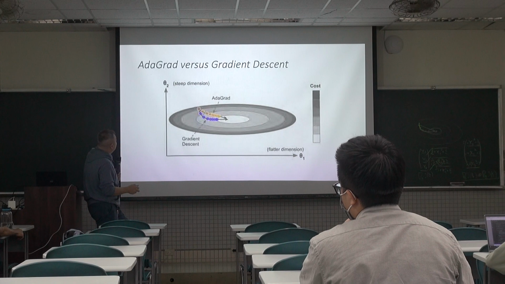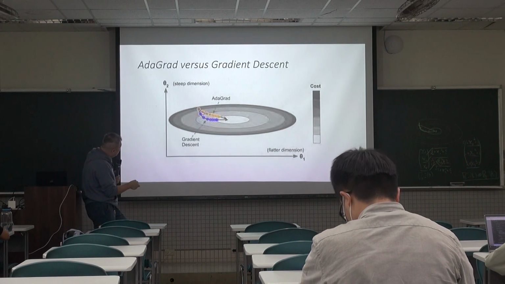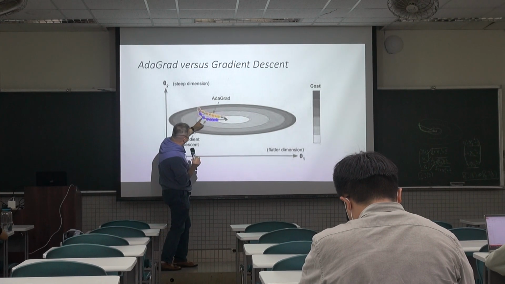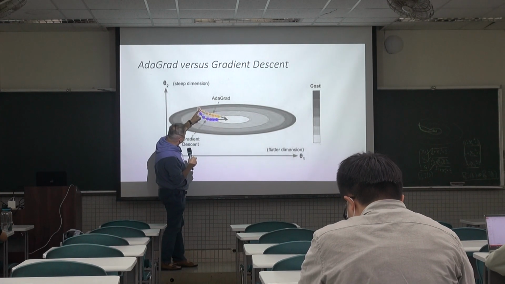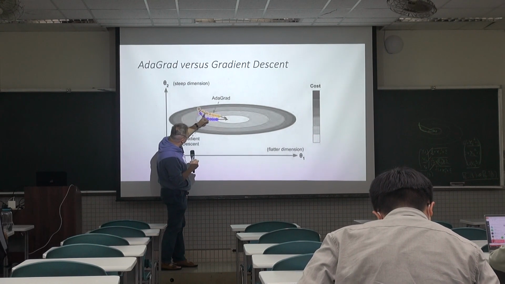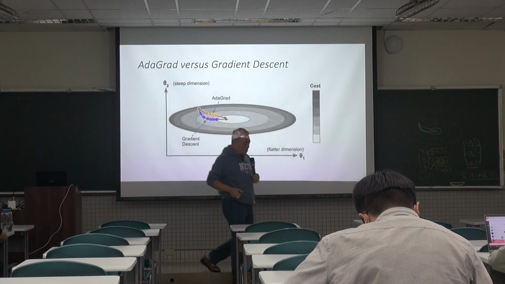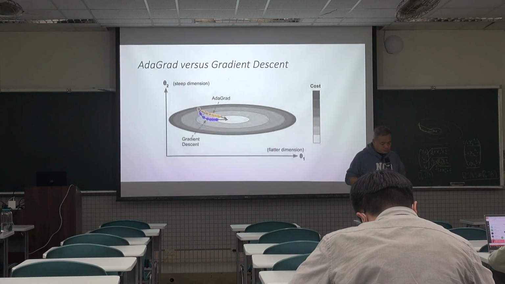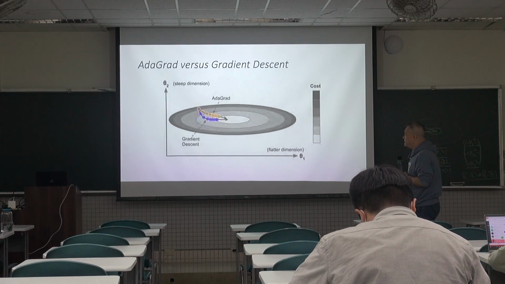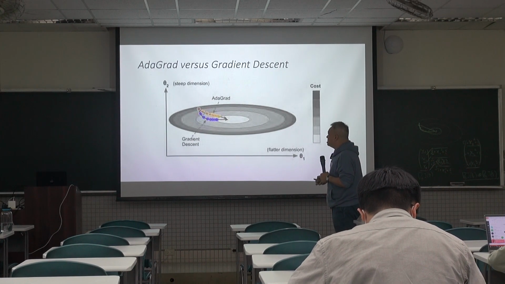And so the result is something like this. Instead of going in a curve, we are able to go much closer to a straight line to the bottom of this bowl. So it will help achieve a faster convergence. That's the basic idea of AdaGrad.